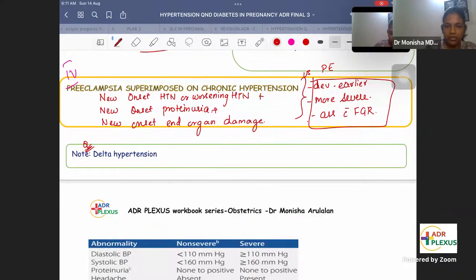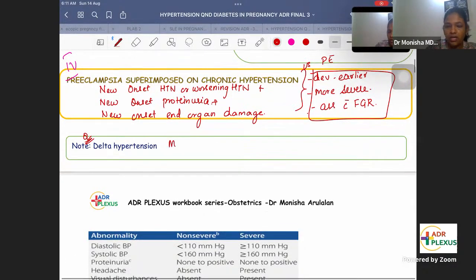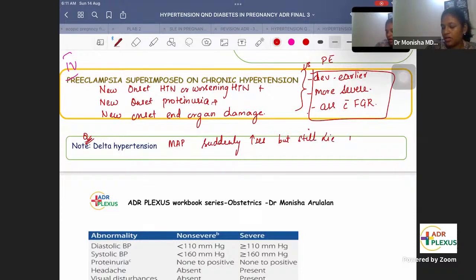Delta hypertension. This can also be a question, where the mean arterial pressure suddenly increases. But remember, it will still lie in the normal range. This may signify preeclampsia. So delta hypertension can also be a question. It's a direct question, it can be asked.